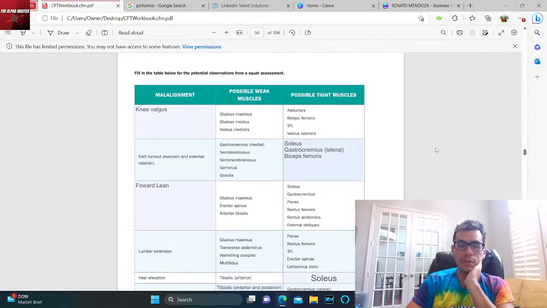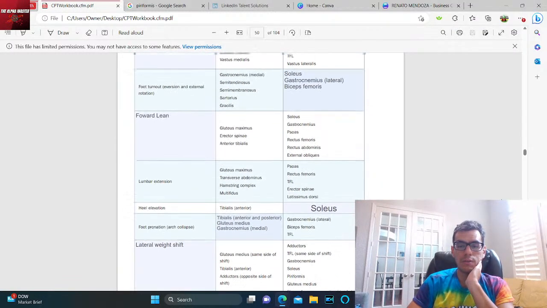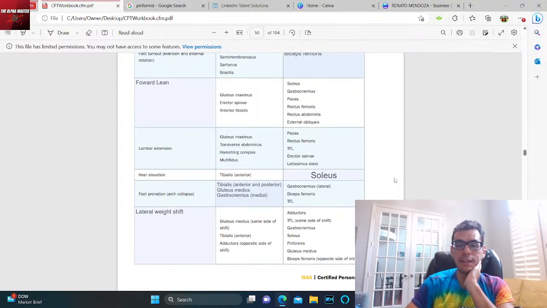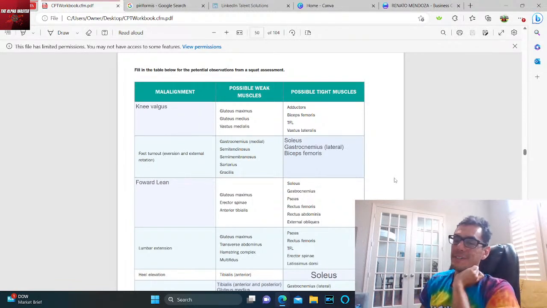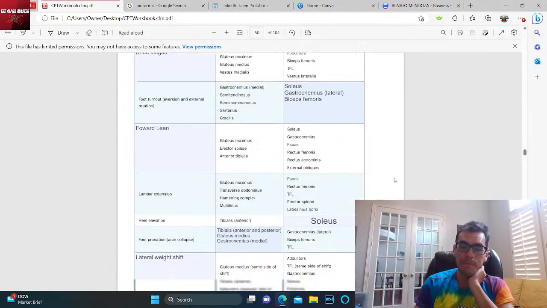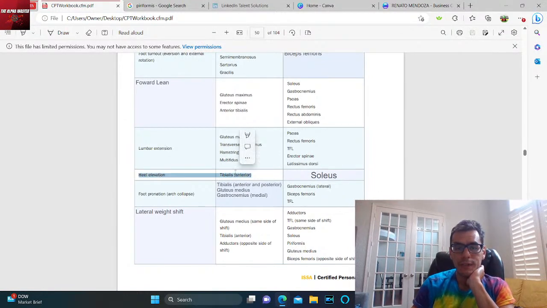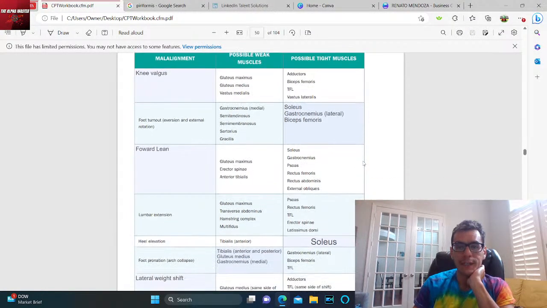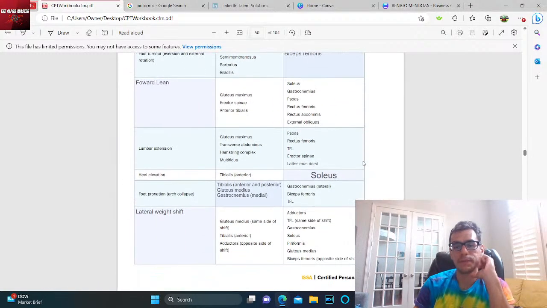You need to know their definition, but you don't really need to know the weak muscles and tight muscles for each. If you see this on the exam, and they ask you what the possible weak muscles of the knee valgus are, and you don't know it, then I'm sorry. I tell you not to really worry about it, but if it is in the workbook, then it should be important. Tibialis anterior is a possible weak muscle of heel elevation, and soleus is a possible tight muscle of heel elevation.